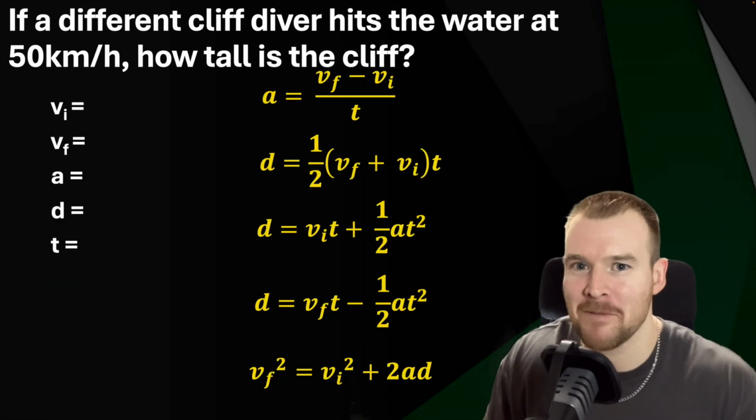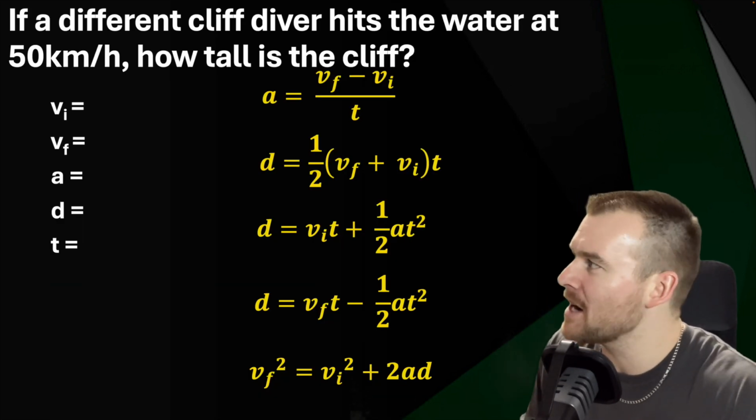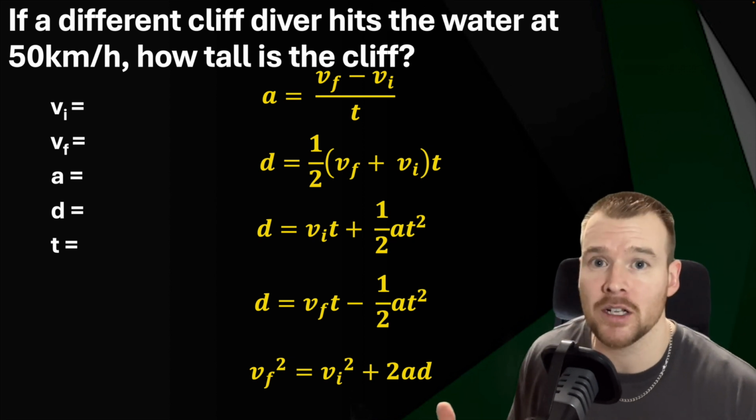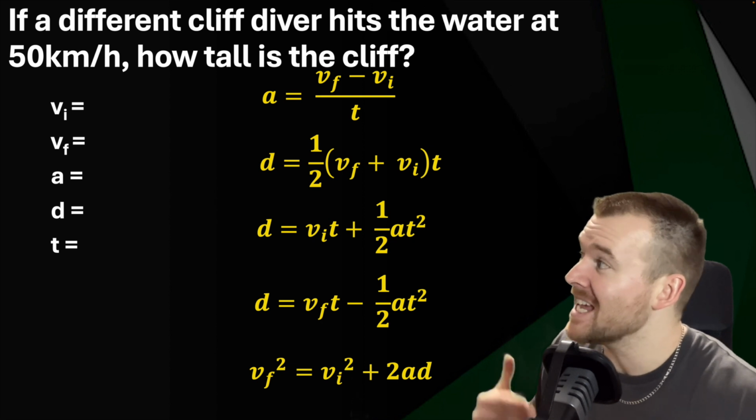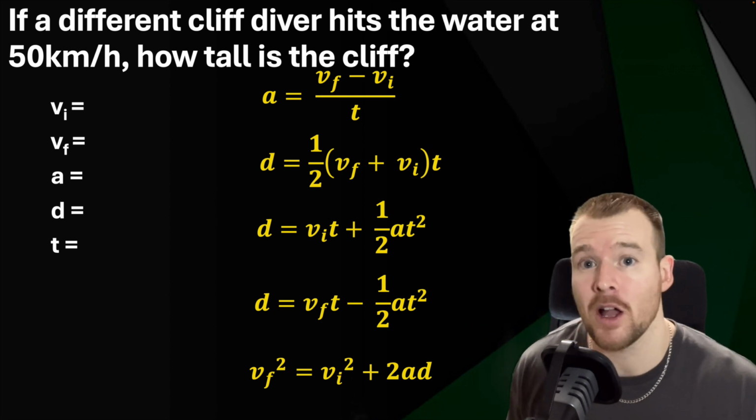Let's do one more example. I don't have a video for this one, but just made up a number. Let's say someone jumps off a cliff. This is a separate example. So someone else jumps off this cliff and they hit the water at 50 kilometers per hour.